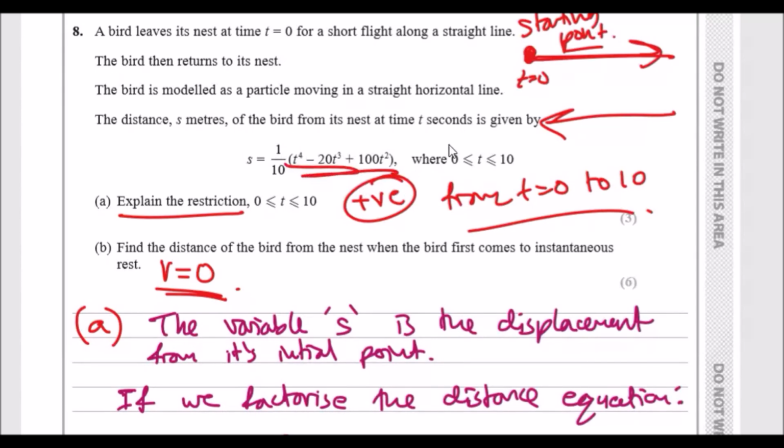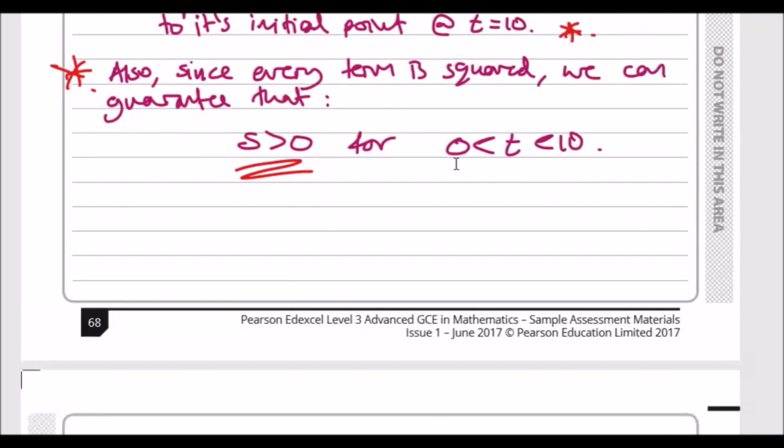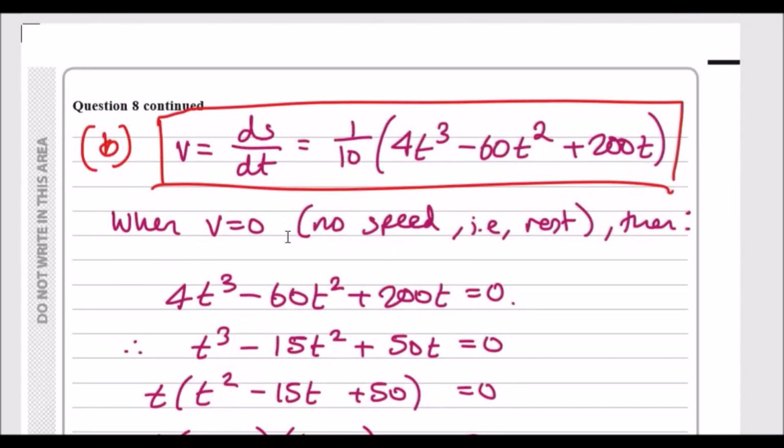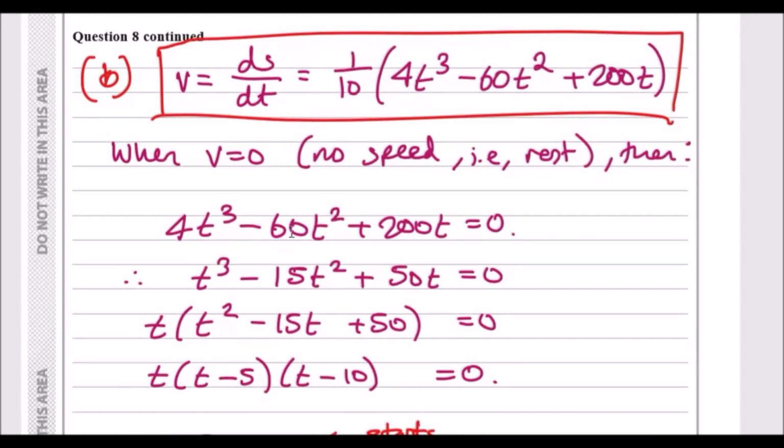So t to the power 4 becomes, you drop the power 4, so you get 4t to the power 3. Drop the 3 down from the 20, and you get 20 times 3, which is 60. This becomes a 2t squared. Drop the 2 down, you get 200t, and that's it. And now you say when speed is 0, i.e. when it's at rest, then all of this is set to 0, and you just solve for t. This is a cubic, but you just have to factorize t out and then factorize a quadratic expression into 2 other terms, and you're done.